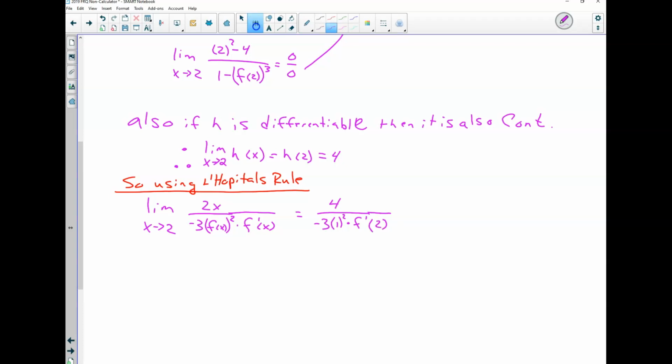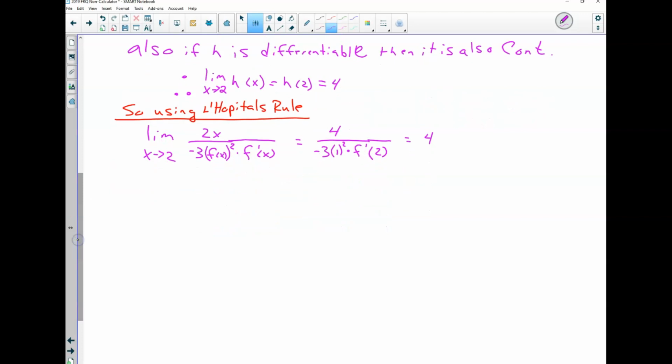Hey, we already know what this limit equals, don't we? Because we know what the limit is of h of x, it's going to be 4. We know this equals 4. So, I can say this is 4 over negative 3 f prime of 2. That's 4. Which means 4 equals negative 12 f prime of 2. Which means f prime of 2 has to equal negative 1/3.